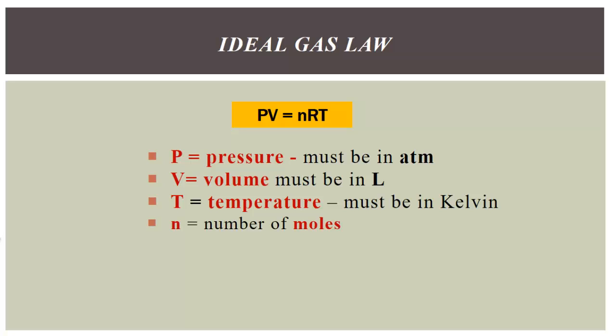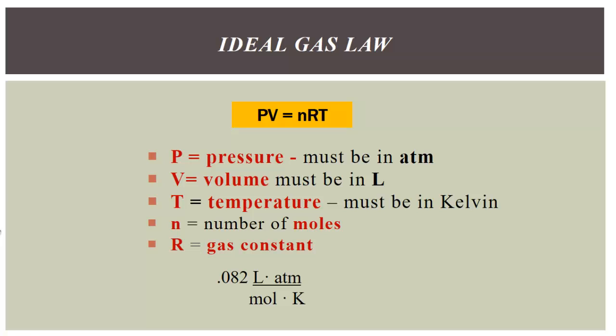N is going to be the number of moles, and now R is a new variable. R is what we call the gas constant. A constant is a number that doesn't change. And so our gas constant for us is equal to 0.082 liters atmospheres per mole Kelvin. This is what we're going to use.